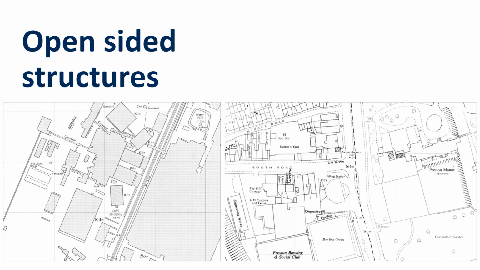Again, just as a reminder, in terms of open-sided structures, they're usually presented on mapping with small dashed lines, as you can see here. And as we mentioned, that's obviously a good way of understanding if, for example, you're looking at a petrol station.